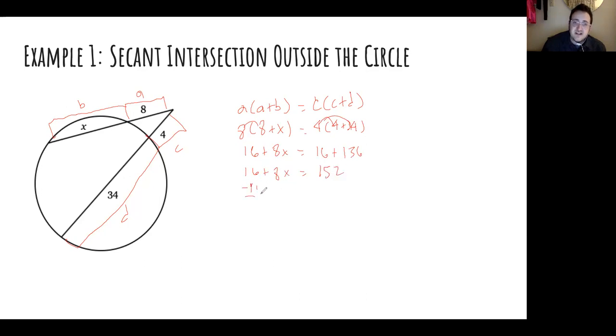So I'm going to subtract 16 on both sides. So I get that 8x is equal to 152 minus 16, which is 136. And then I'm just going to divide by 8, and I'm going to get 17.